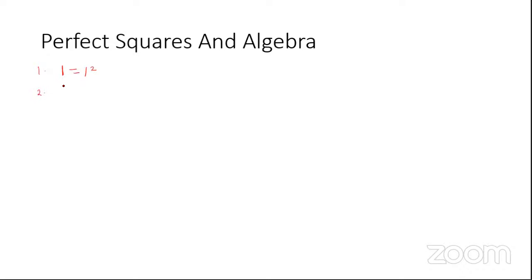I can also have 4. 4 is given as 2 squared. 4 is a perfect square. I can also make another example like 9, which I can express as 3 squared. So that is what we mean by perfect square. It means 1 is a perfect square, 4 is a perfect square, 9 is a perfect square. Now we can go on and do so many examples. You can have 16, which is 4 squared.